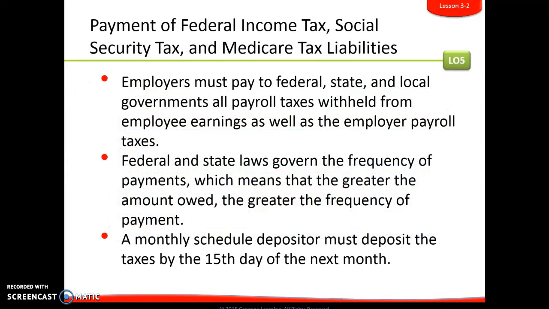Okay, payment of federal income tax, Social Security tax, and Medicare tax liabilities. Employers must pay to federal, state, and local governments all payroll taxes withheld from employee earnings, as well as the employer payroll taxes. Federal and state laws govern the frequency of payments, which means that the greater the amount owed, the greater the frequency of the payment. So they're just saying the more we have to pay into the government for taxes, the more often we will pay those taxes. A monthly scheduled depositor must deposit the taxes by the 15th day of the next month.